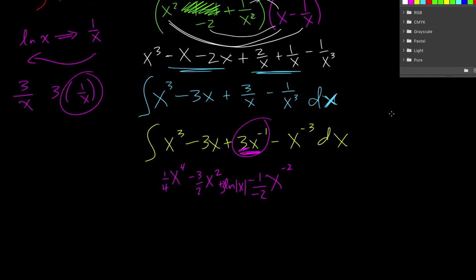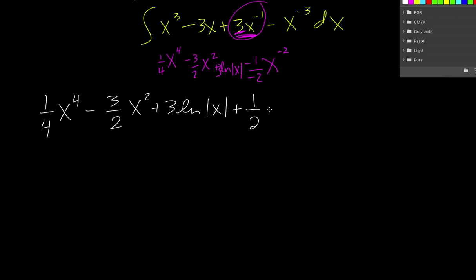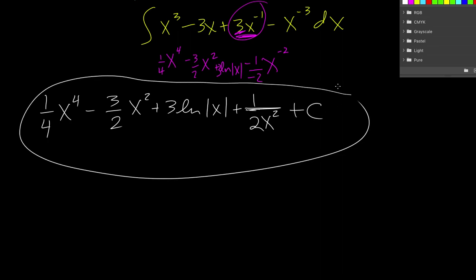Okay, let's clean this up just a little bit. So this one's fine, 1 over 4x to the 4th. This one's also fine, -3 over 2 x squared, and then that's plus 3 natural log absolute value of x. And then the negative in the negative becomes a positive, and then I'm just going to put my x on the bottom because it had a negative exponent. And then don't forget your plus c, because we took an antiderivative. All right, that was pretty long. Now let's keep going.